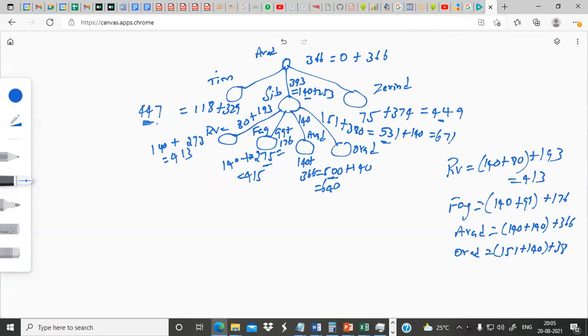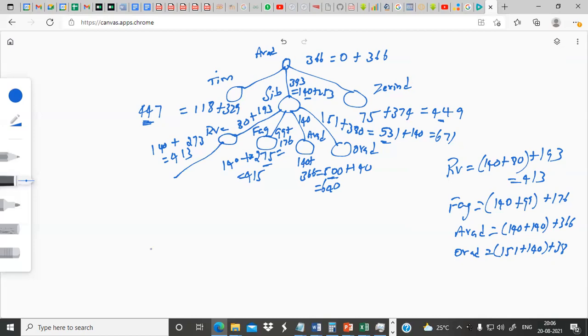But again, you have to see which is the smallest one out of all the unexplored nodes. So this is 414, this is 447, this is 413, 415, 640, and this is 449. Out of all the unexplored nodes, Rumin Civil CA is the cheapest cost path. So we should further explore this one.